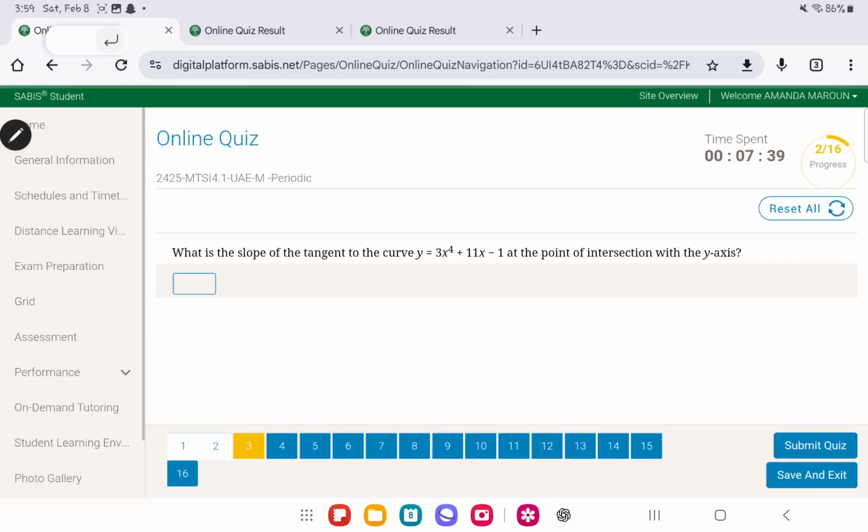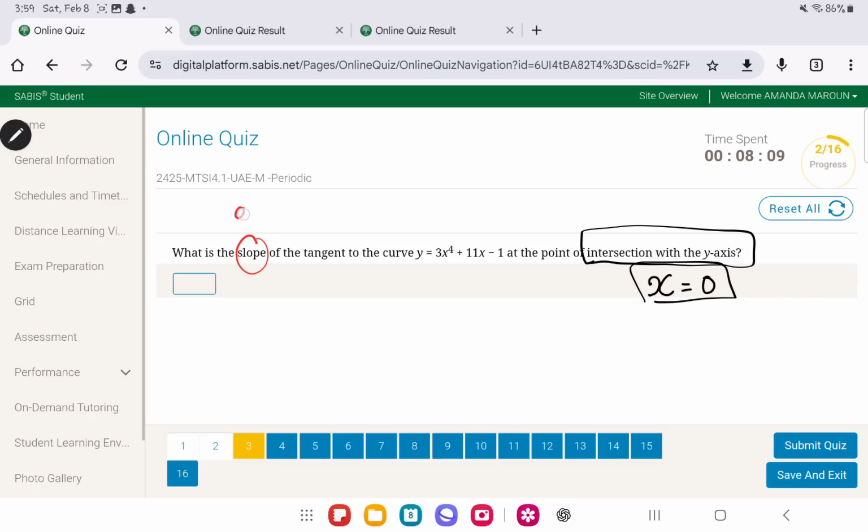Okay, so we move on to question number 3. What is the slope of the tangent to the curve y is equal to 3x to the power of 4 plus 11x minus 1 at the point of intersection with the y-axis? Point of intersection with the y-axis, or y-intercept, is when x is equal to 0. That means so far we have one value, which is that x is equal to 0. So to find the slope, anytime they give you slope or gradient, we know that we need to look for the derivative. So if this is the curve equation, we need the equation of the slope.